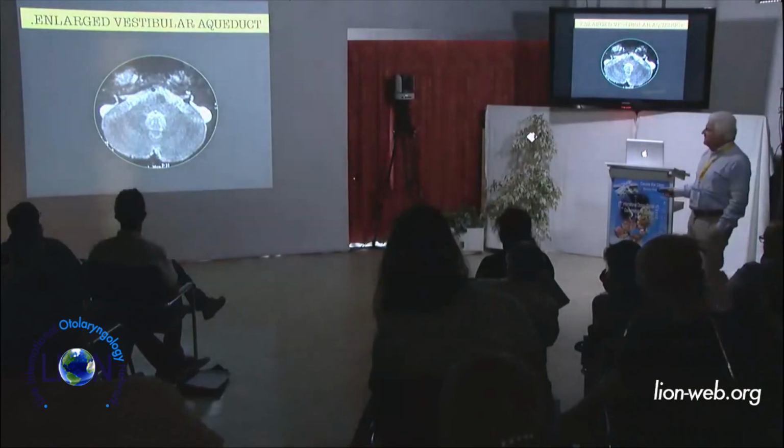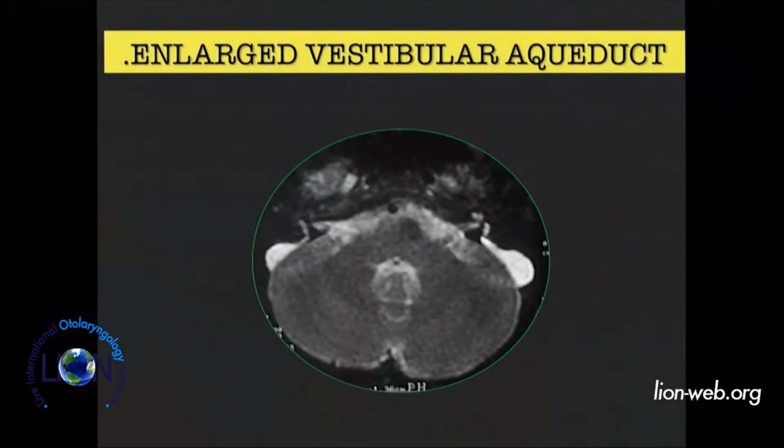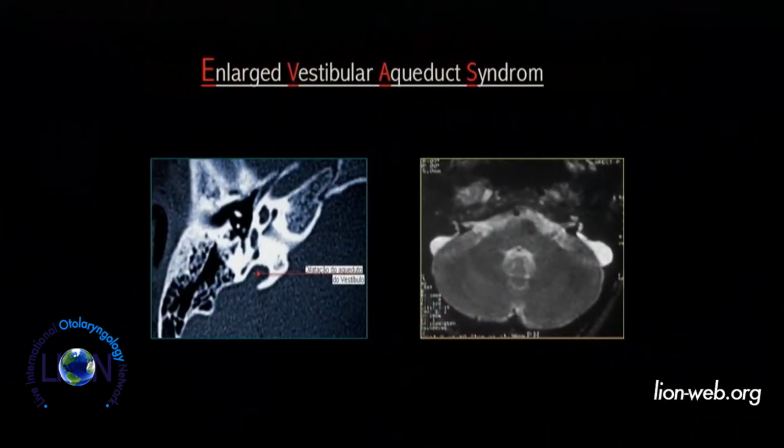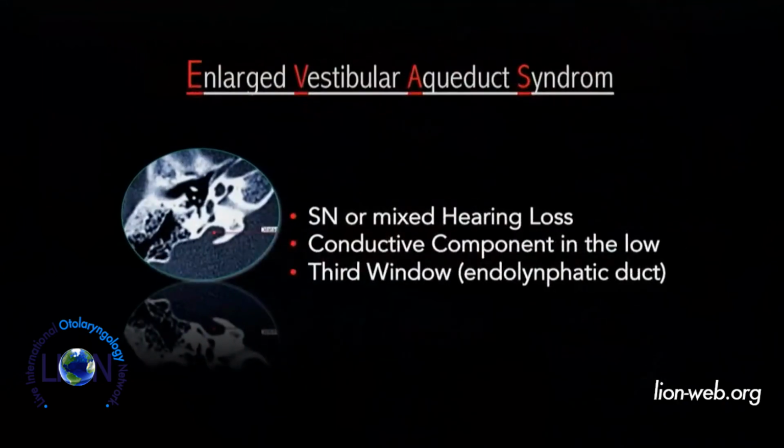Another one is enlarged vestibular aqueduct. It's not so common, and it's also hard to confuse this kind of situation with otosclerosis. Anyway, that's why I show you the posterior canal and the vestibular aqueduct, and you see the proportion is completely different here. You have that really huge vestibular aqueduct in comparison with the posterior canal. So these patients will display sensorineural or mixed hearing loss and a conductive component in the low frequencies. And of course, this is generated by the third window phenomenon.